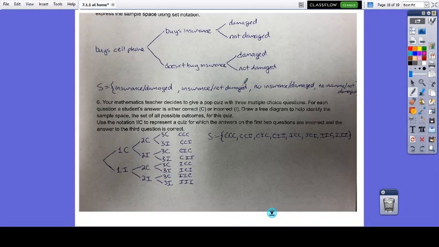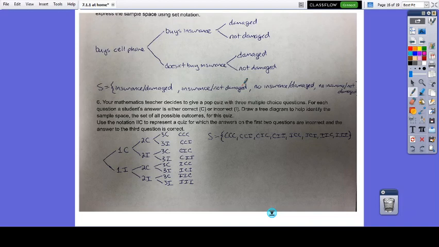If you look at number 5, it says, suppose a student wants to buy a new cell phone. Before completing the purchase, the student is asked whether or not he or she wants to purchase insurance in case the phone is damaged or stolen within 2 years. Replacing a damaged, lost, or stolen phone within 2 years is really expensive.